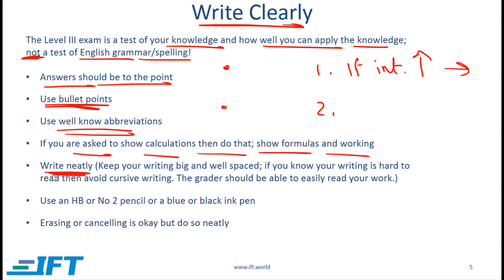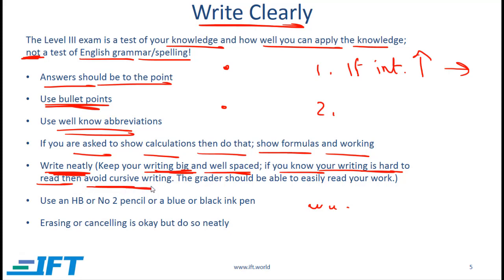Write neatly. Now, this is not an English grammar test, but the examiner still needs to be able to understand what you are saying. I strongly recommend that you write big. People who write very small letters, that is very annoying for an examiner or the grader. So write big. Keep your sentences and your words well spaced. If you know your writing is hard to read, you can show your writing to other people and they can tell you whether they can easily read it or not. But if you are one of those people with terrible handwriting, then I would strongly recommend that you avoid cursive writing.